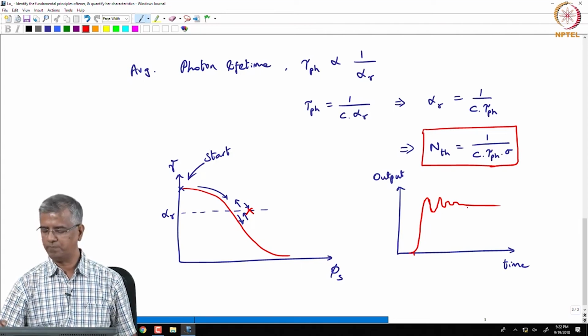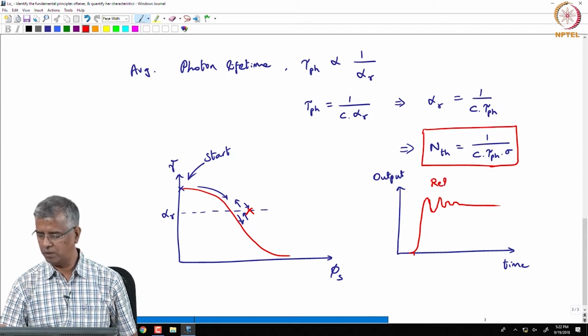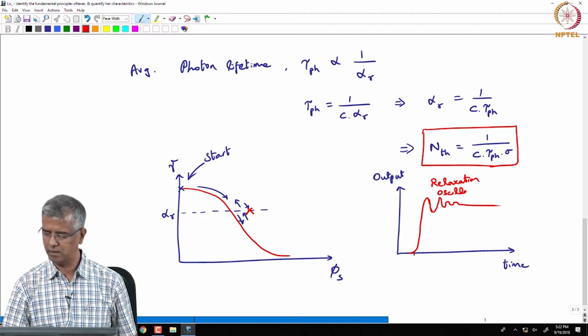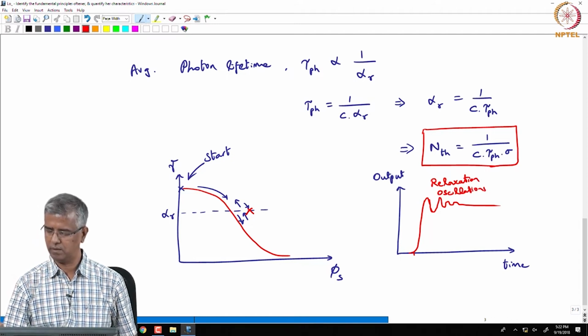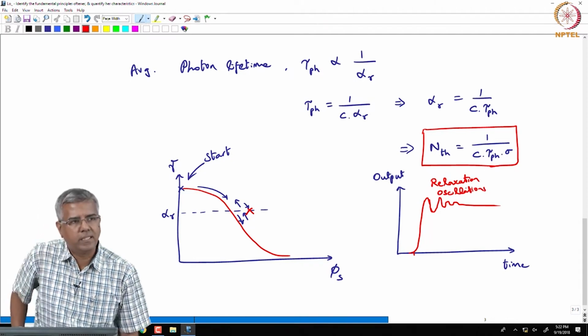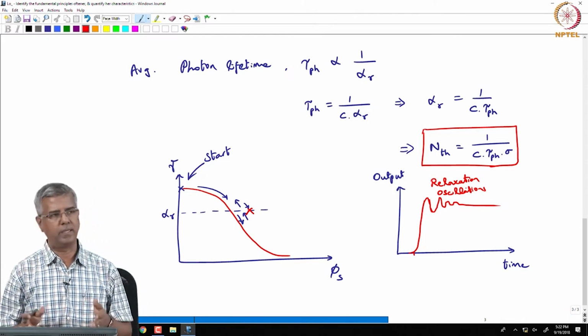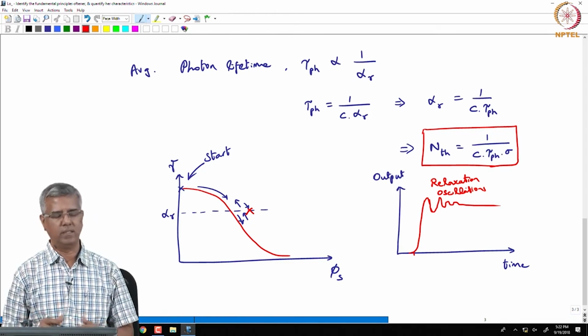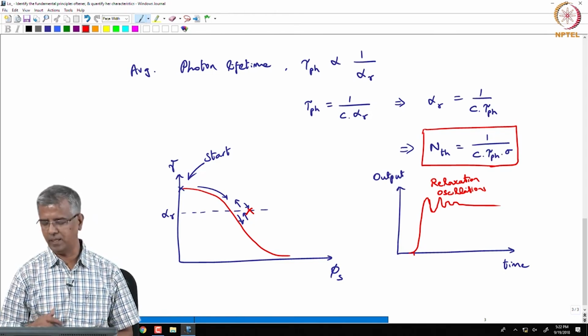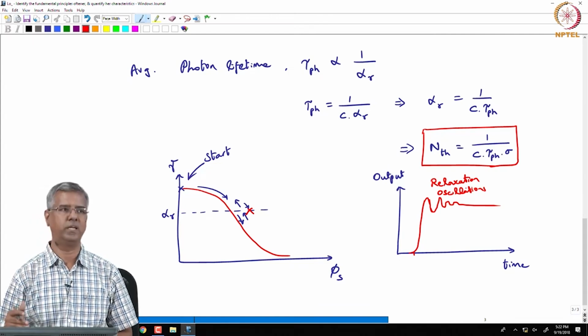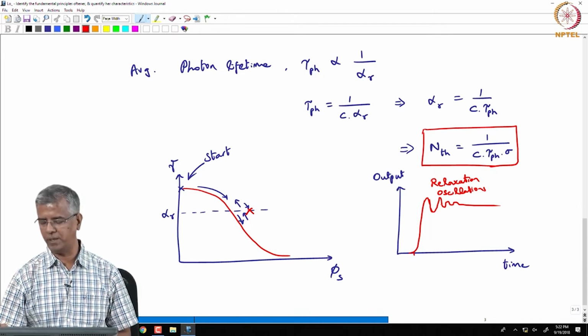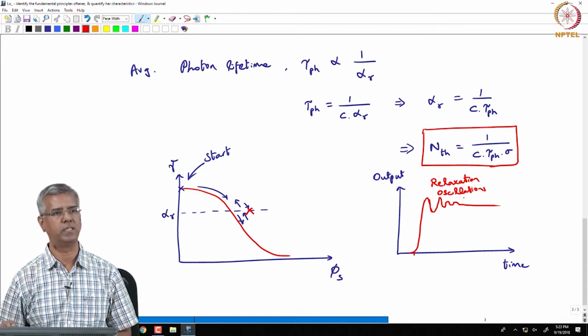and finally reach a steady state value. So, these sort of oscillations are what you call relaxation oscillations. You have relaxation oscillations corresponding to this gain saturation that you are having, and gain saturation and then gain recovery, saturation recovery. That is what is happening, and that is what is causing those oscillations.